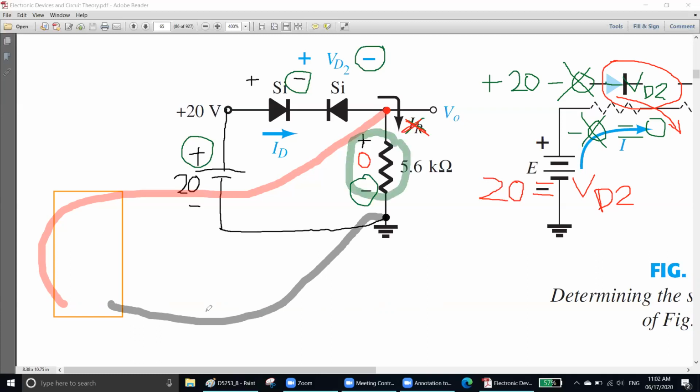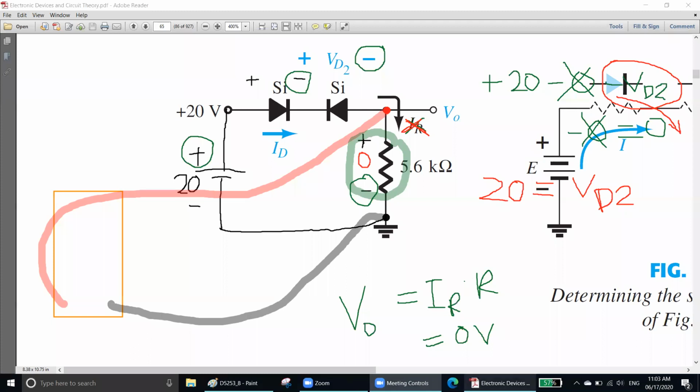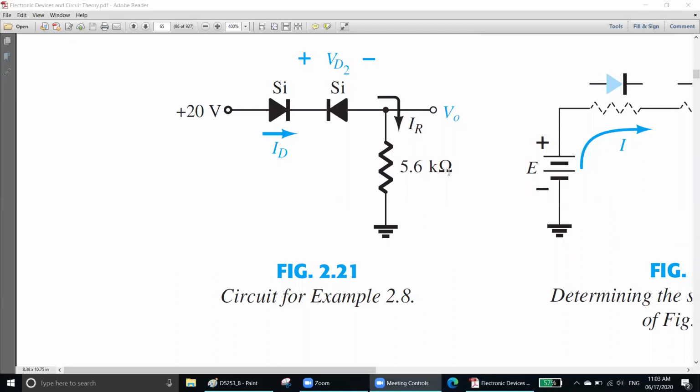What is the voltage of the resistor you found before? The voltage of the resistor was V is equal to IR, that means IR into R. That means actually 0 volt. And this voltage will be called VO. So VO is equal to IR into R, that is 0 volt. Understood, everyone? Yes, sir. Okay, thank you. Now we will move to the next math.